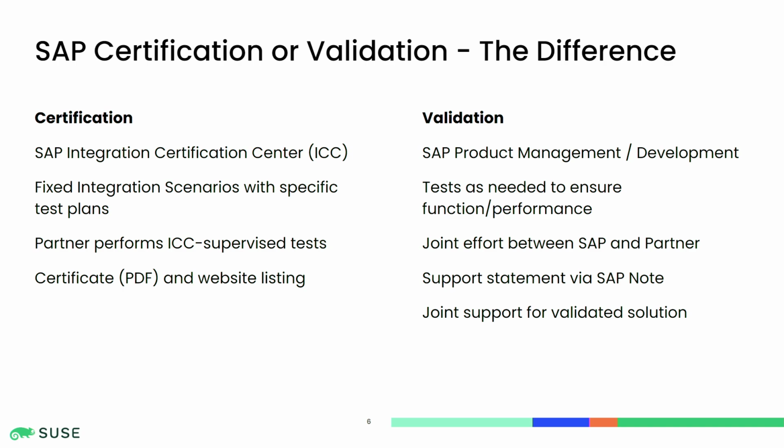A validation is done by the SAP Product Management Organization or the SAP Development Organization together with the partner. We do tests together to ensure that the performance is right and the function is right, and really see what's needed to be supportable. And as you can already tell, this is a joint effort between the partner and SAP. After a successful validation, SAP puts a support statement in an SAP note, like a knowledge base article, but it's a really strong document. And then you have a joint support for the validated solution. That's the difference between a certification and a validation. The hypervisor validation is a validation.